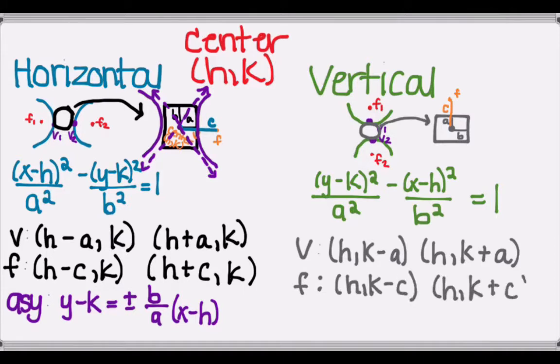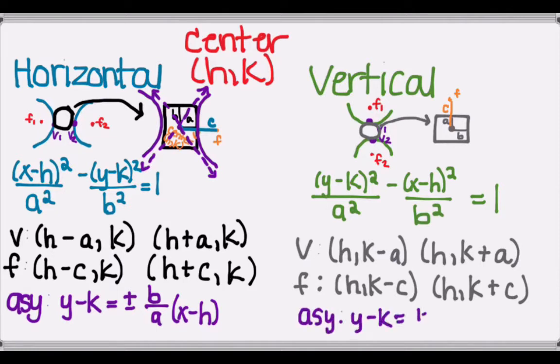And for the foci, the same thing with c. So in this case, notice that we're affecting the y values. So for the vertices, we're adding and subtracting a from the y value of the center. And for the foci, we're adding and subtracting c from the y value of the center as well.